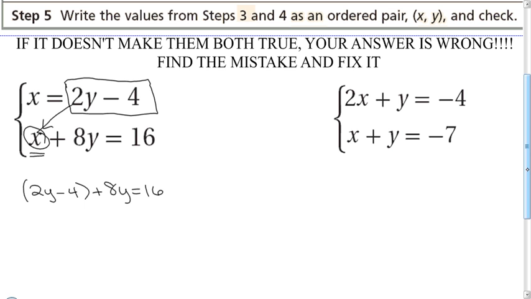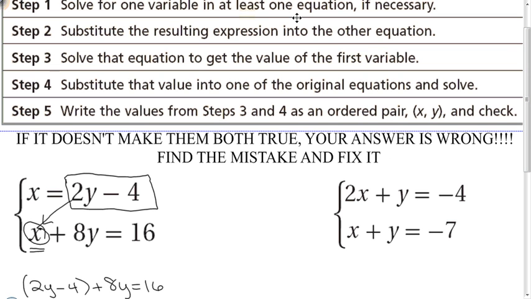So I did step 1. I solved for one variable if necessary. It was done. I've done step 2. I've substituted this expression into the other equation. So I'm on step 3 now. I'm solving this new equation to get the value of y in this case.